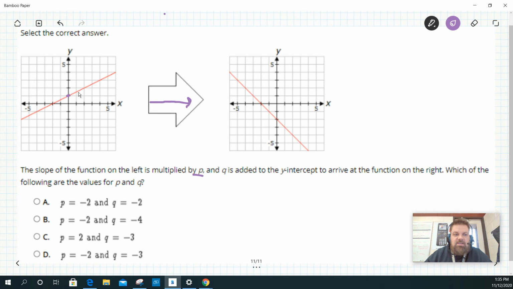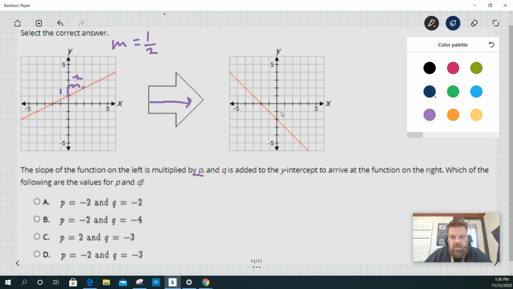It looks like it crosses here, and it looks like it crosses here. So I'm going to go up 1 and over 1, 2. So that means the slope of this is equal to the rise, which is 1, over 2. And now let's figure out the slope of this thing.